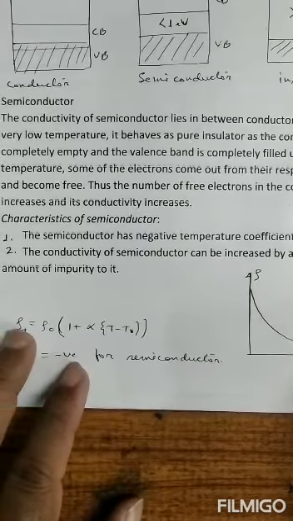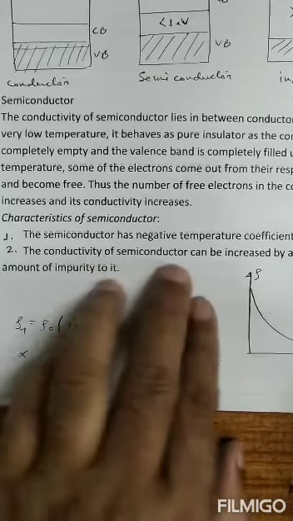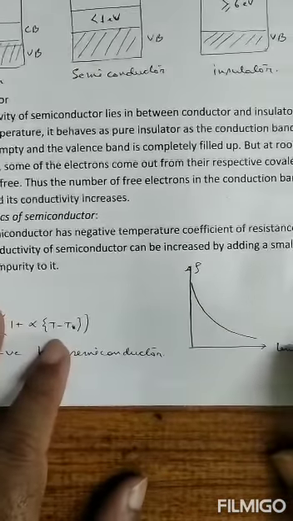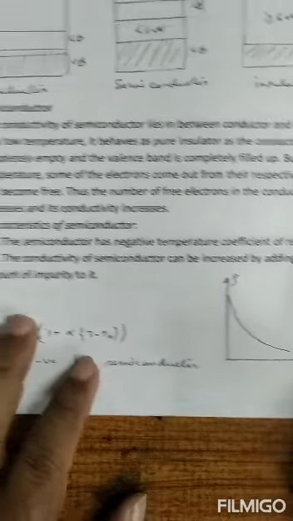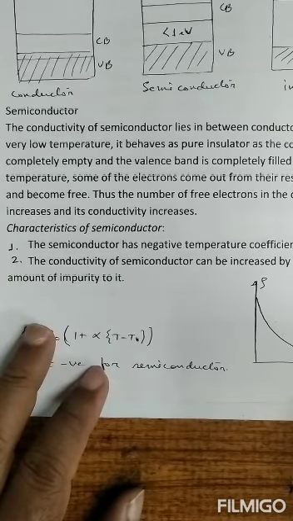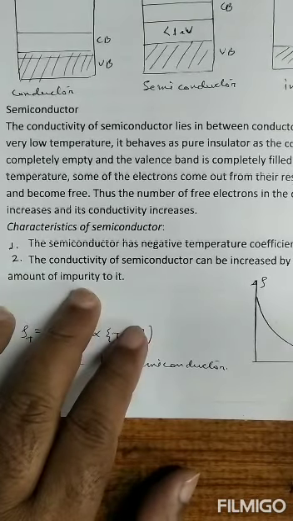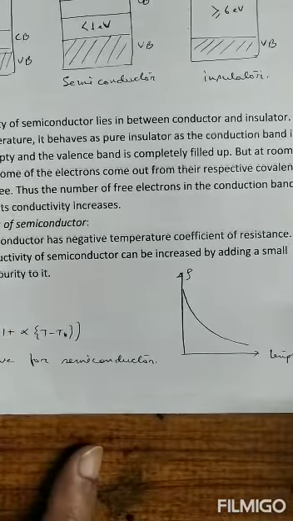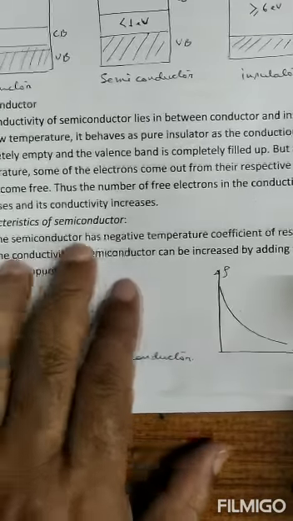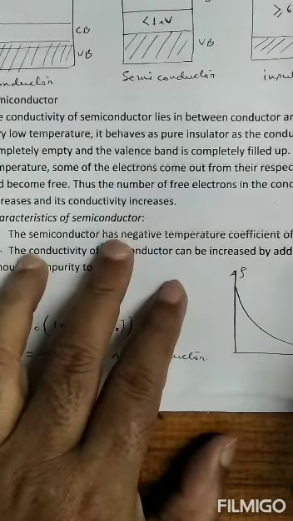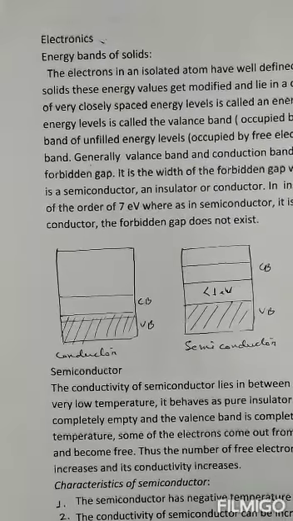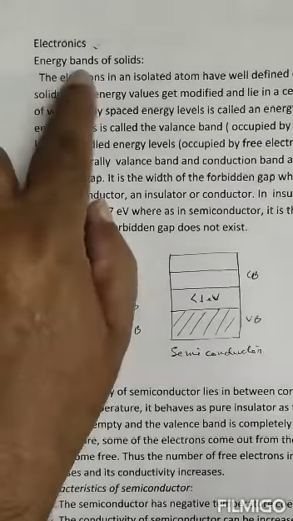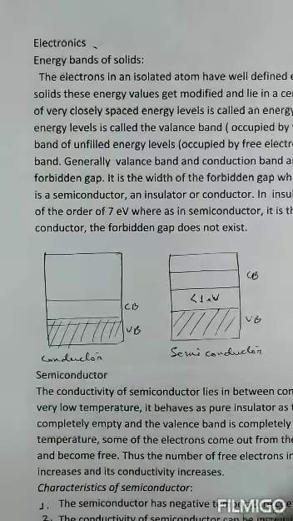And the second property of a semiconductor is that its conductivity can be increased by adding a small amount of impurity to it. I mean, if we add impure atoms to a semiconductor, its conductivity can be increased. These are the two basic characteristics of a semiconductor. Before discussing some electronic circuits and the semiconductor, we initially try to discuss the energy band of solids.